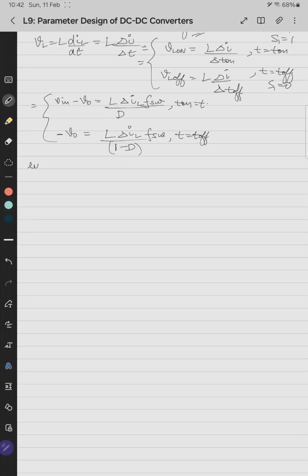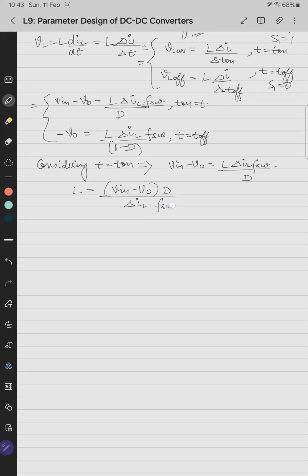So you can write, considering T equals T on, let me consider T equals T on. So what it will be? It will be V in minus V naught equals L delta IL into F switching by capital D, or I can write L equals V in minus V naught into D by delta IL into F switching. So in this case, I have derived the value of the inductance in terms of the input and output voltages, the steady state duty ratio, the peak to peak inductor current ripple, and the switching frequency.